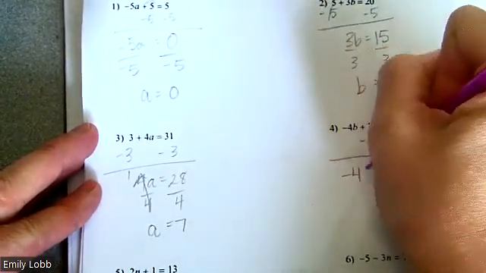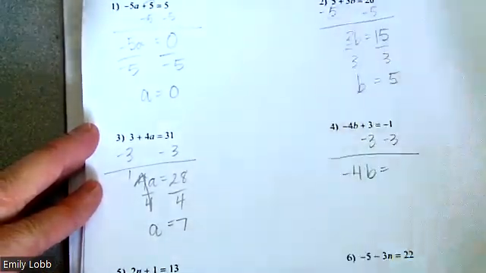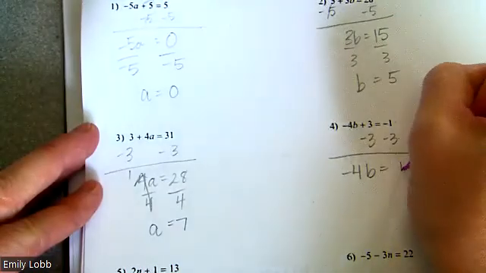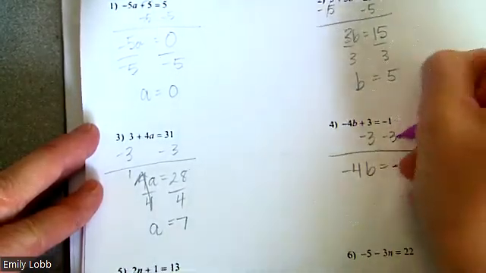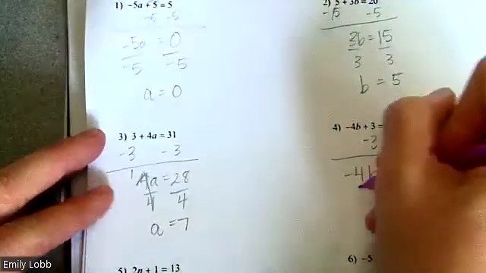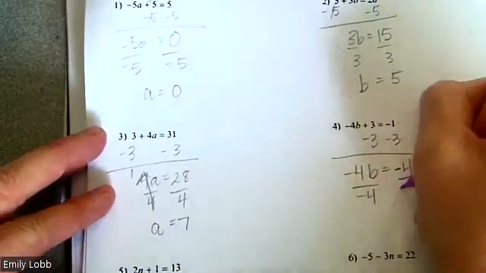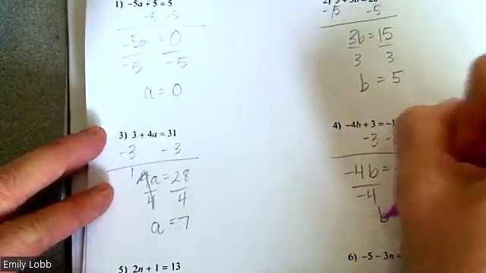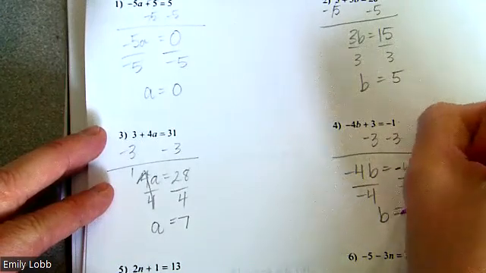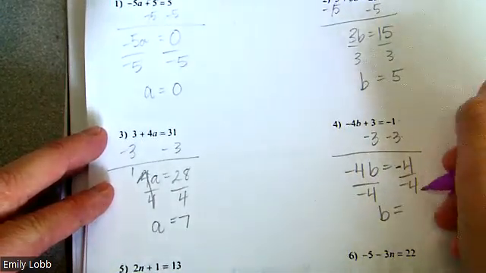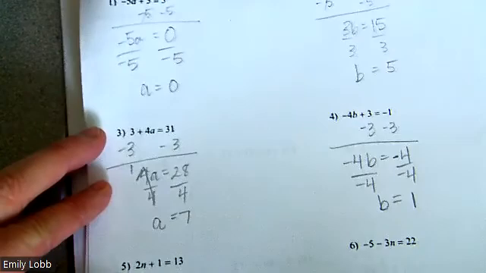Be careful here. Remember your integer rules. When our signs are the same, we find the sum. And in this case, it's getting more negative. Dividing both sides by negative 4. Again, remember your integer rules for division. Negative divided by negative is positive, or anything divided by itself is 1.